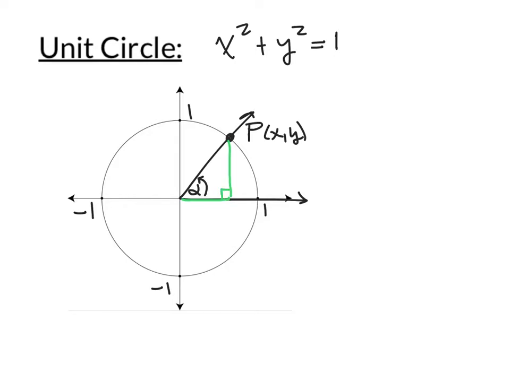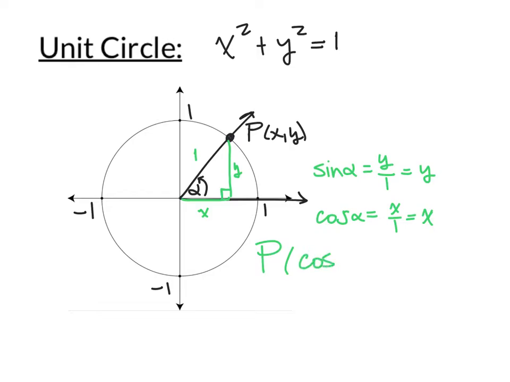Now I hope this looks like a right triangle to you, where the base has a length of x and the height has a length of y, and we know that the hypotenuse has a length of 1. And when we think about our basic trig functions, like sine and cosine, well, sine is opposite over hypotenuse, so y over 1, which means the sine is the y coordinate, and cosine is adjacent over hypotenuse, or x over 1. So it will be the x coordinate of our point, which tells us that point P has an x coordinate that's cosine and a y coordinate that's sine.